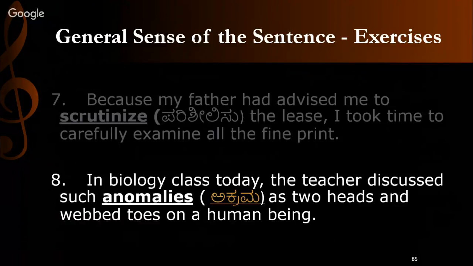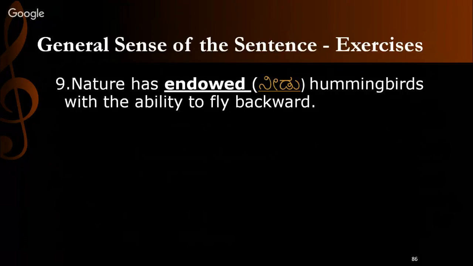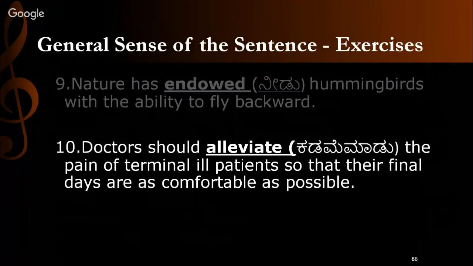In biology class today, the teacher discussed such anomalies as two heads and webbed toes on a human being. So this is not usually seen, so this is a kind of irregularity. Nature has endowed hummingbirds with the ability to fly backwards. Endowed means given. Doctors should alleviate the pain of terminal patients so that their final days are as comfortable as possible. Alleviate means to reduce.